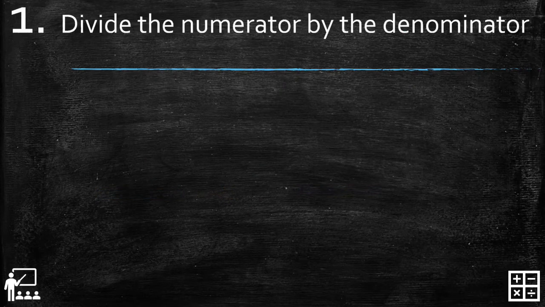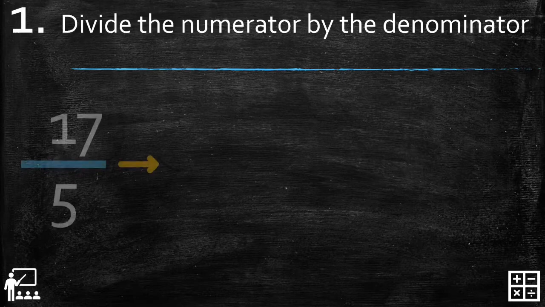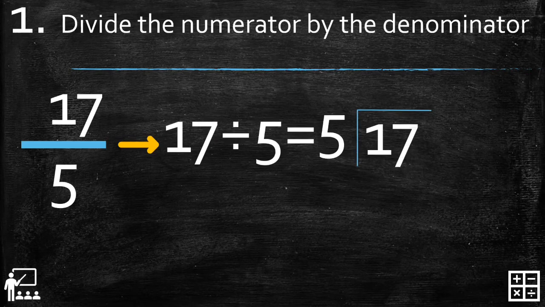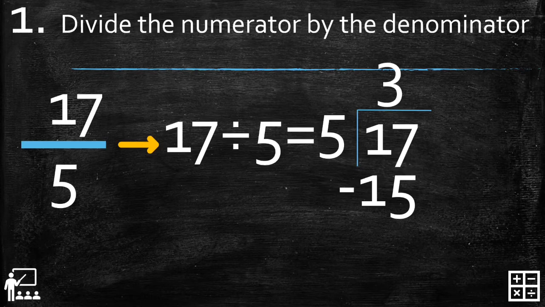Okay, let's try another. First, we're going to divide the numerator by the denominator. I'll give you 17/5. So we're just going to divide it. 17 divided by 5 gives us 3. 3 times 5 equals 15. And 17 minus 15 gives us 2. So we're done with step 1.